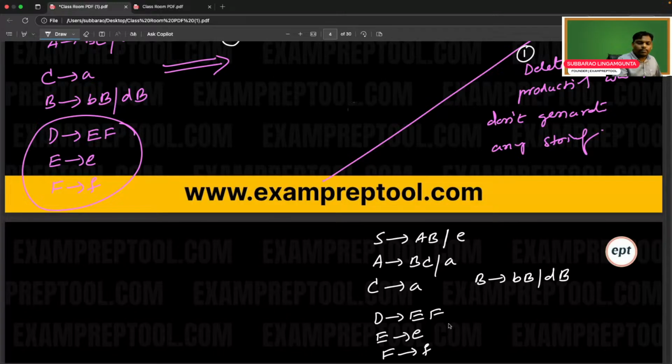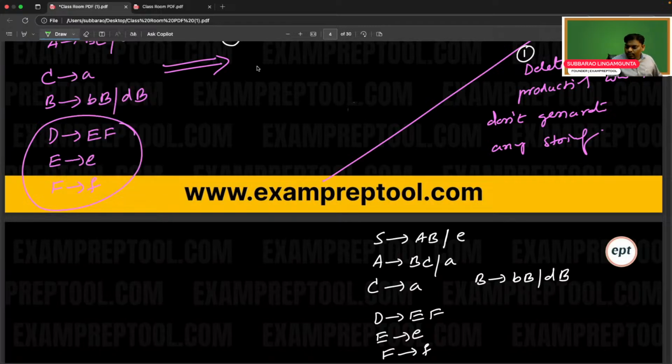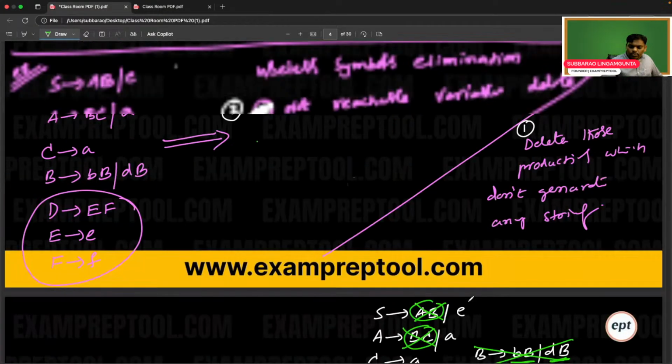Now, what is the first step? Eliminate those productions which cannot generate anything. If you observe clearly, B calling B is a recursion with no termination, so B doesn't generate anything. If B is not generating anything, anything based on B you can cancel. B is gone, and those depending on B are also gone. Now the first step is over.